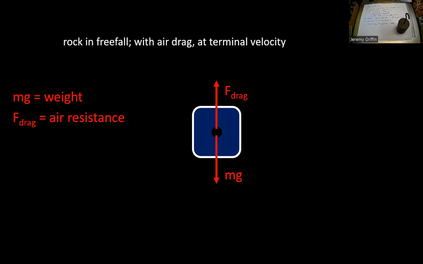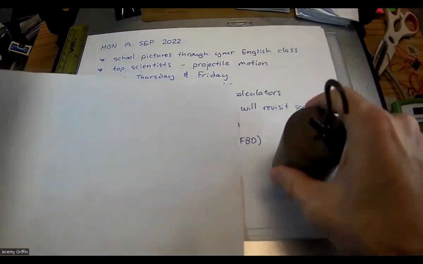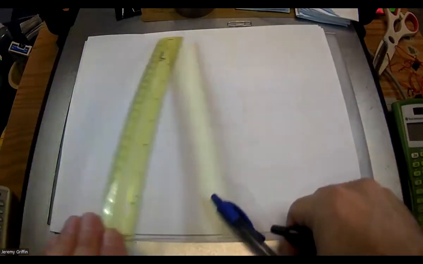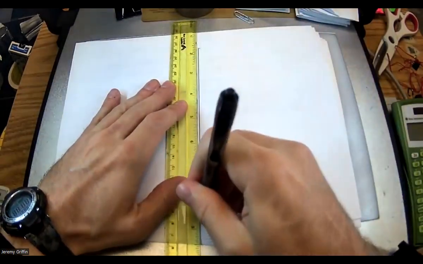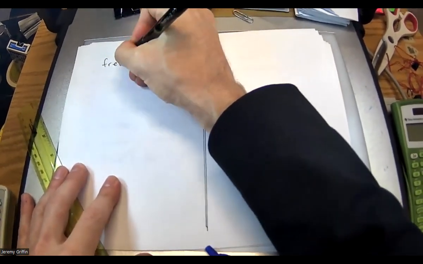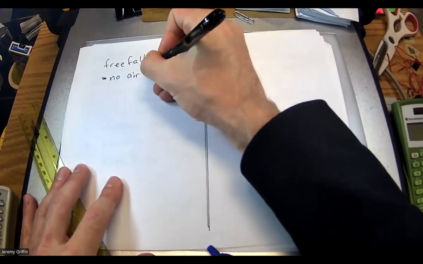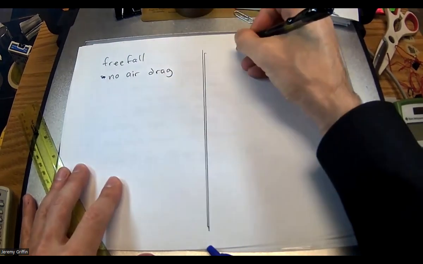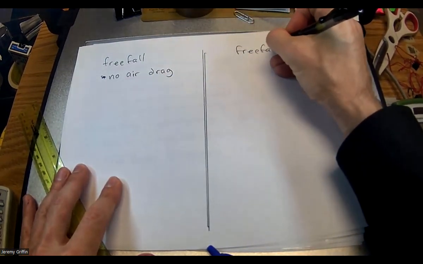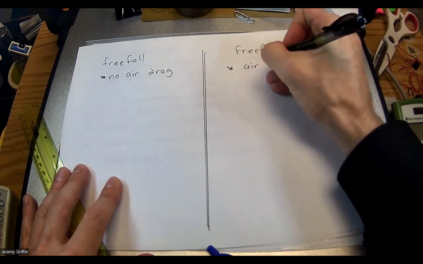Right. Now let's do this. I'm gonna flip the screen over and we're gonna do a graph. Actually, we're gonna do a pair of graphs. So let's do these side by side here. Okay, let's do our regular free fall with no air drag next to a free fall situation. But let's consider air drag.